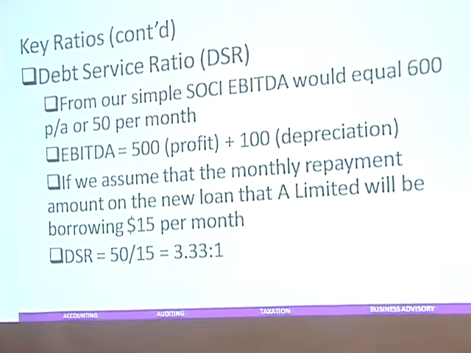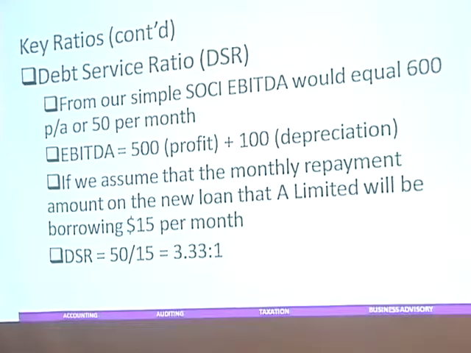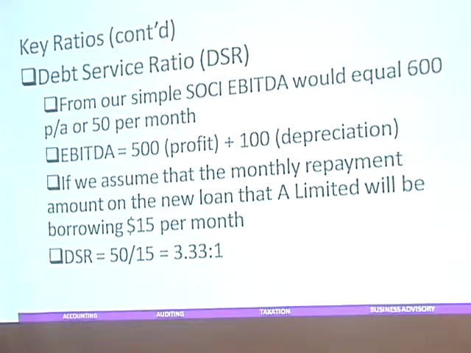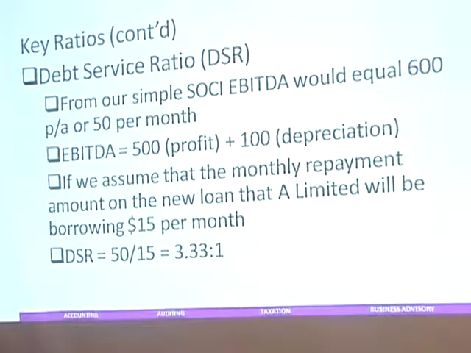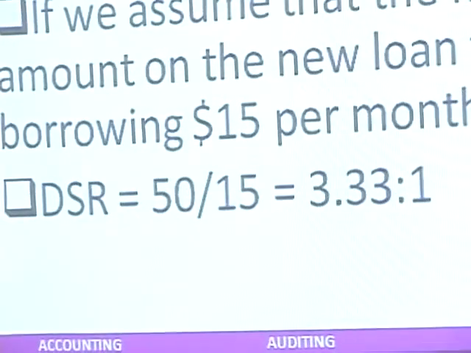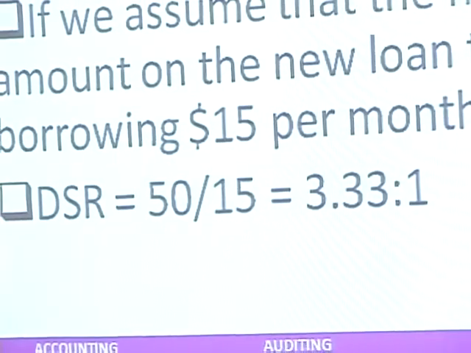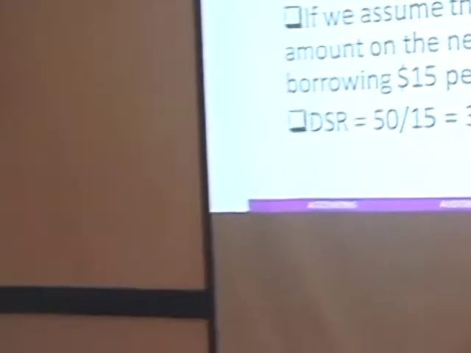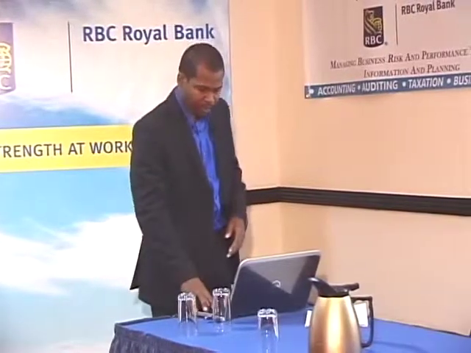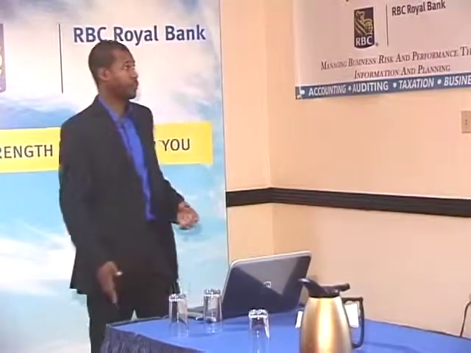Now, if we assume that the monthly repayment amount on the new loan that A Limited will be borrowing is $15 per month, we end up in a situation where the debt service ratio would be higher than what the bank is requiring, 3.33 to 1. So this would be good. You would meet one of the objectives of the bank in terms of lending the money. But what if the situation is different?